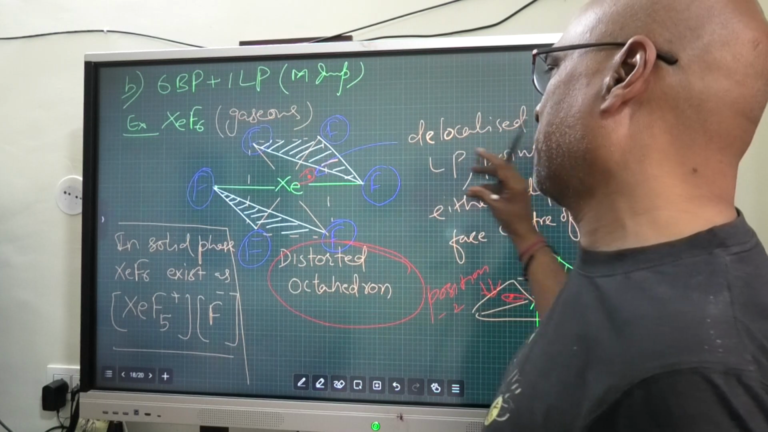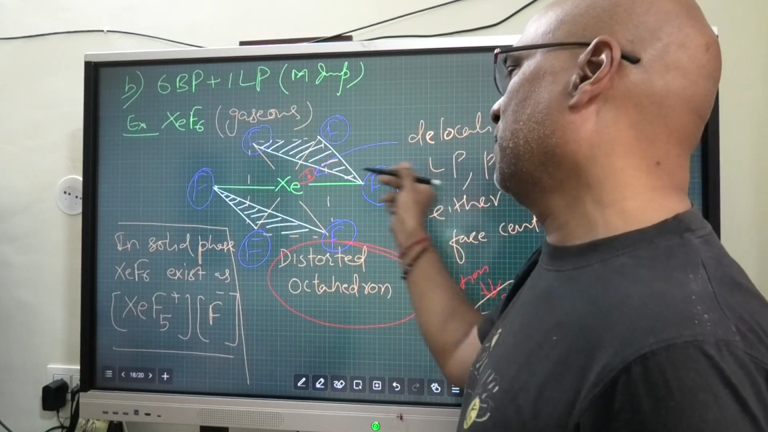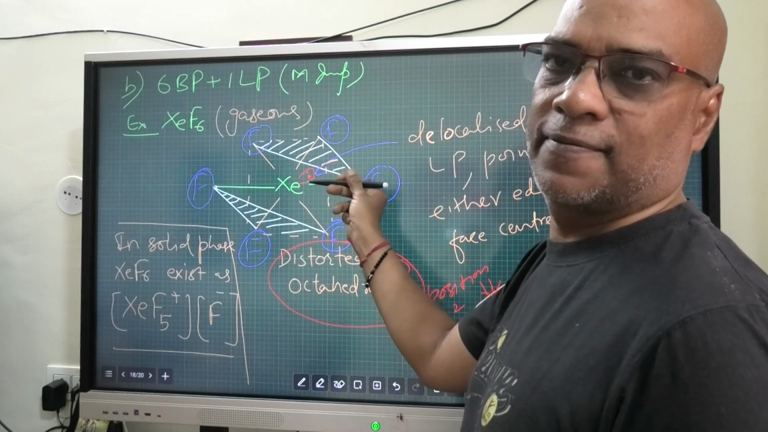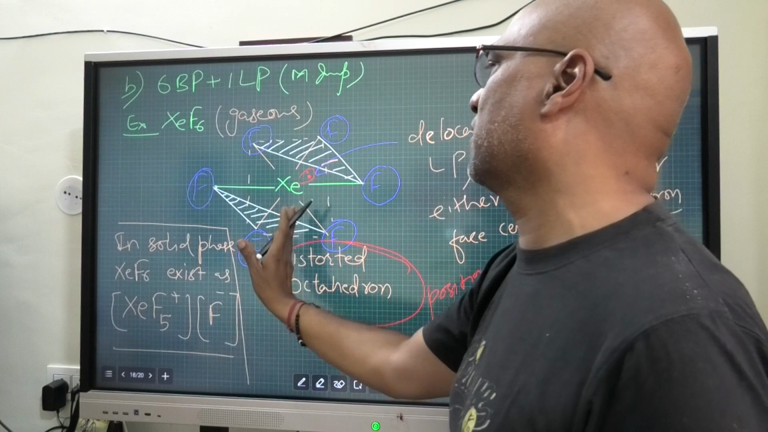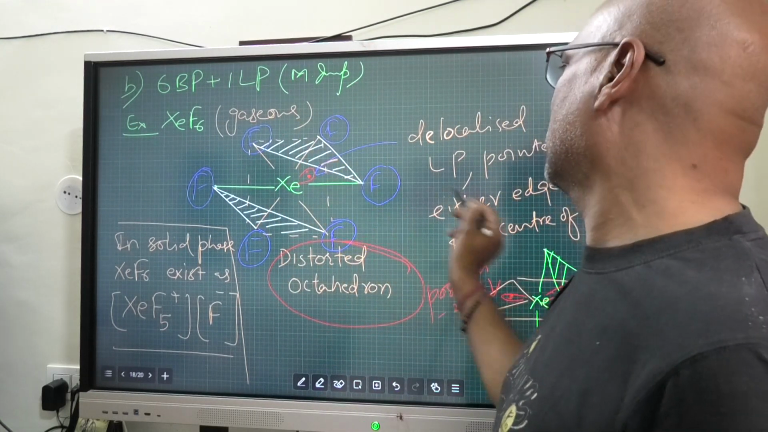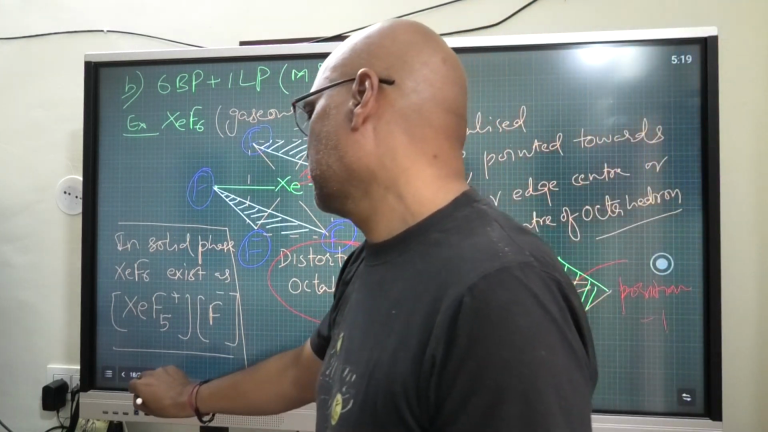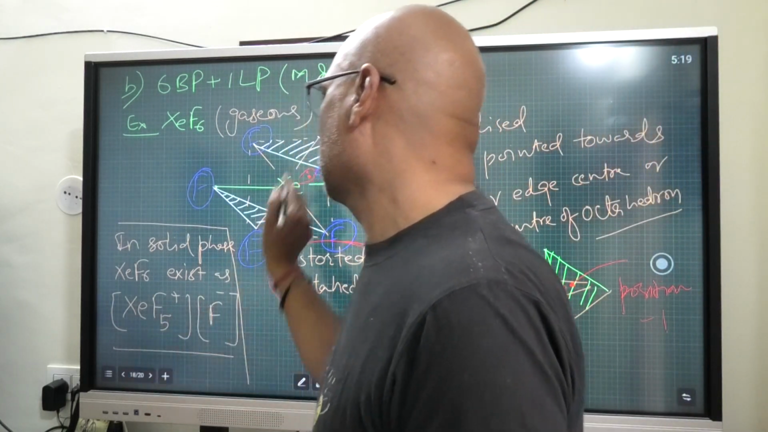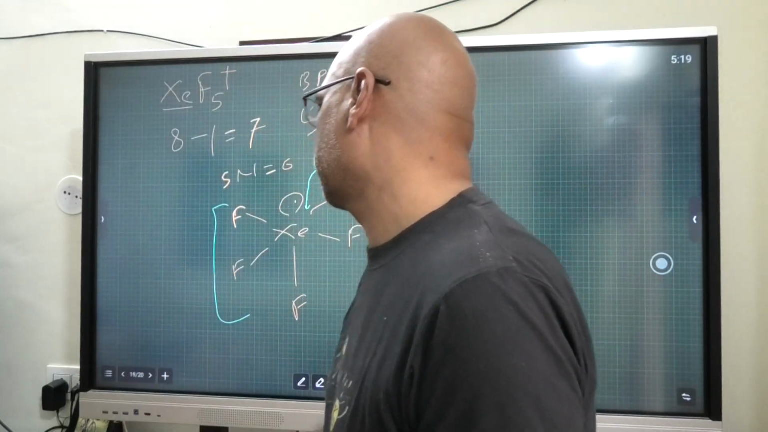When the 6th fluoride approaches, after 1, 2, 3, 4, 5, it will make a bond by donating its lone pair into the vacant orbital, and the lone pair will be repelled and delocalized either towards the edge center or towards the face center. So it will help you to understand this geometry also, why it is a distorted octahedron.